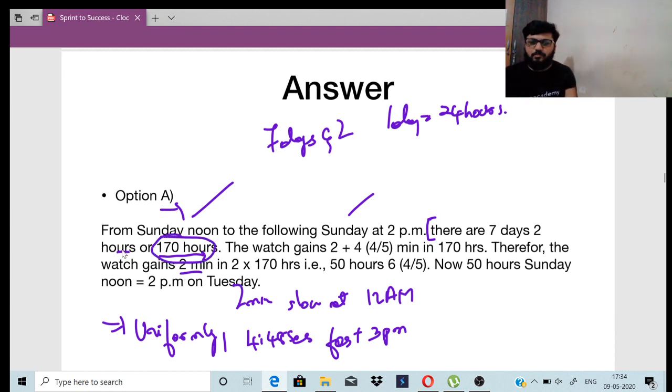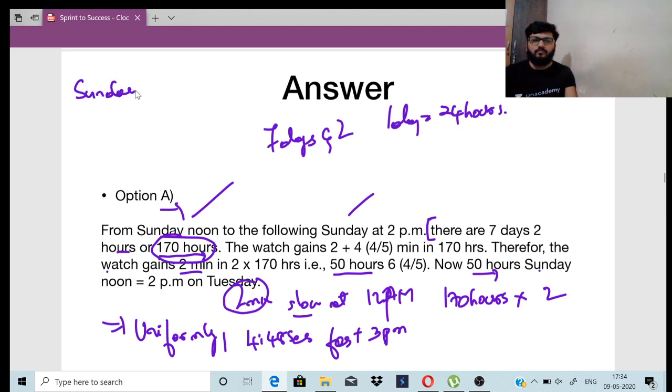How many hours have passed by? 2 minutes slow at noon. So how many hours have passed? So it is 170 hours into 2, which is 50 hours, right? So now it is 50 hours plus Sunday noon, right? So Sunday 2 p.m. is there plus 50 hours, right? Sunday 2 p.m. So it will be Monday 2 p.m. or Tuesday 2 p.m.